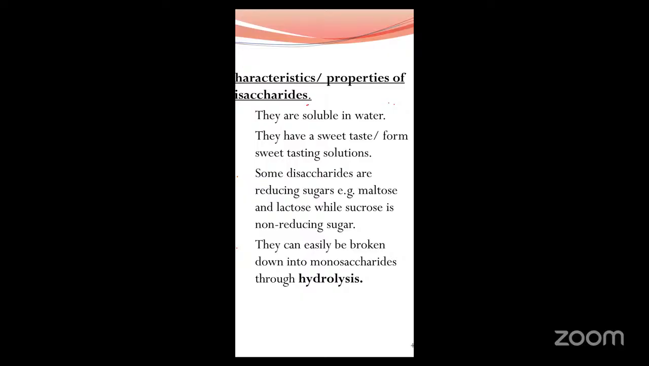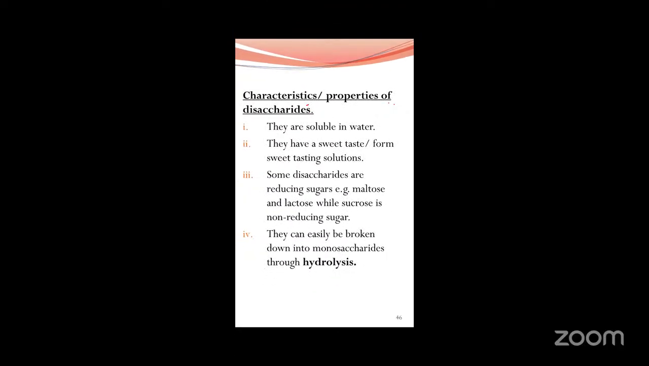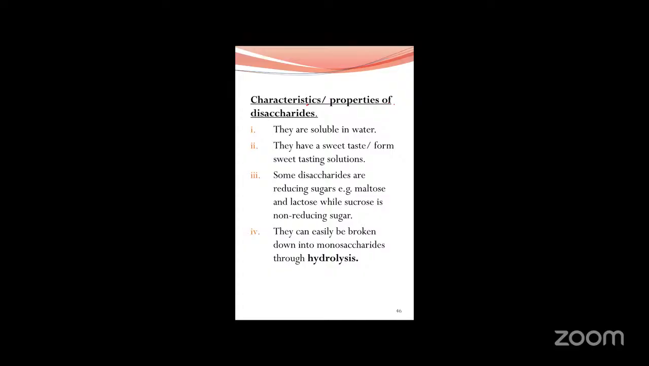Another characteristic or property of a disaccharide is that they are soluble in water. If you take sucrose or maltose and dissolve it in water, it will readily dissolve. And the solution formed from that mixture of water and a disaccharide will be sweet tasting. The other characteristic of disaccharides is that some disaccharides are reducing sugars while some are non-reducing sugars.